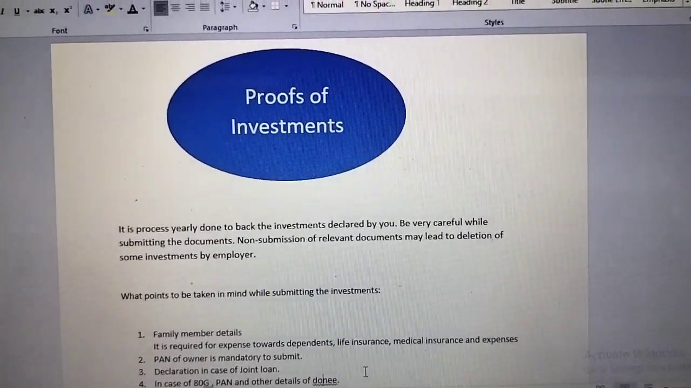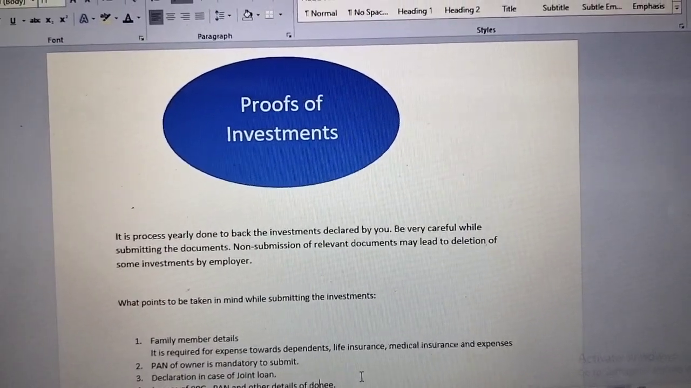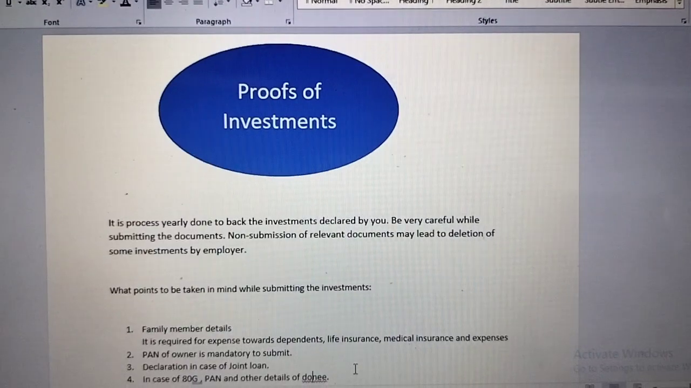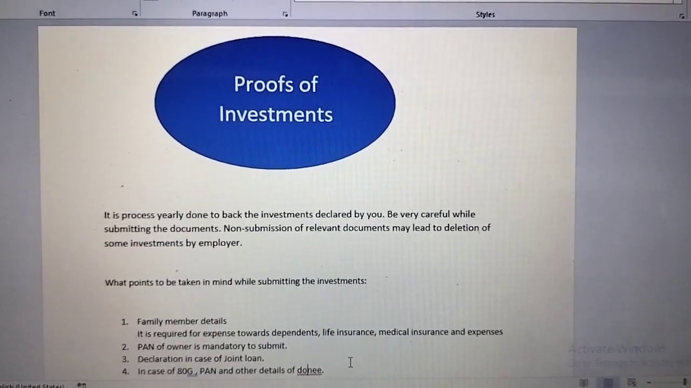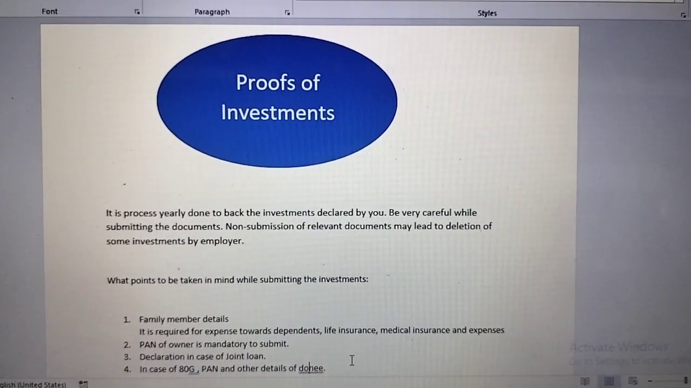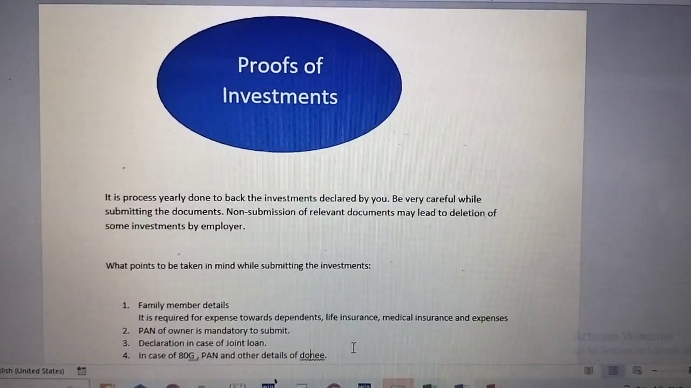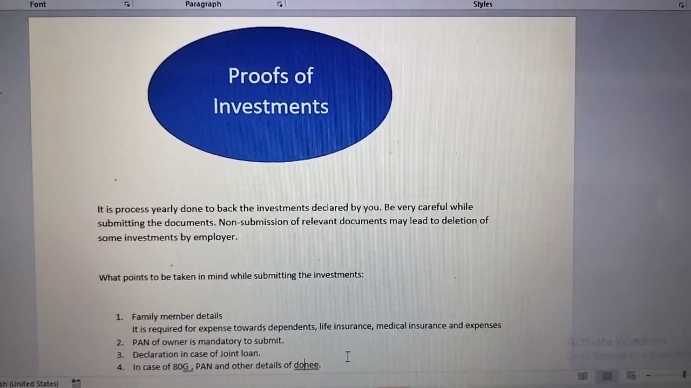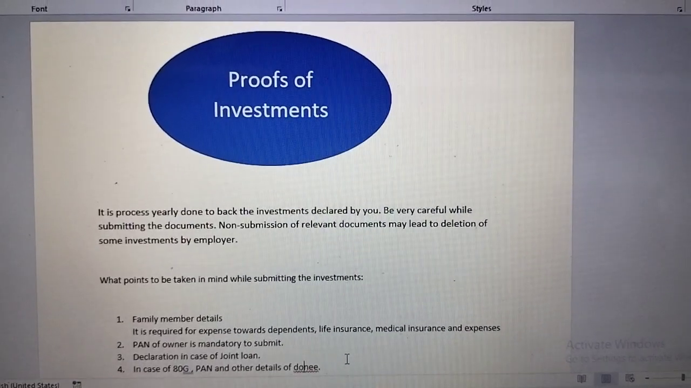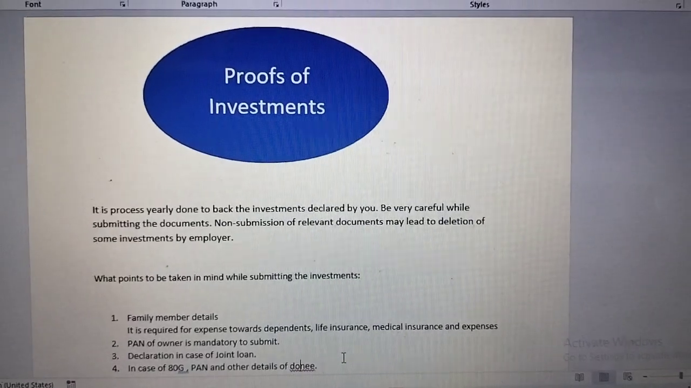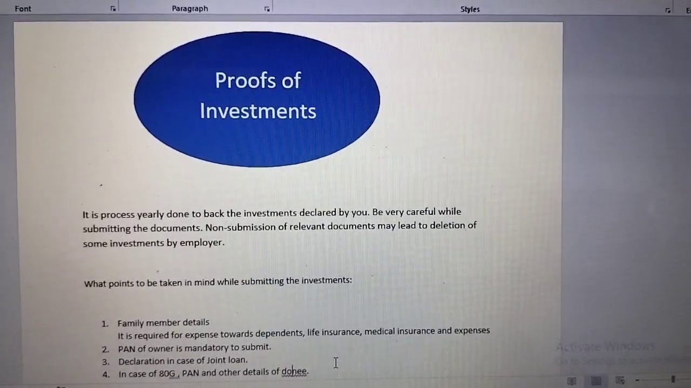Second thing, I have seen people committing these mistakes. For HRA they submit rent receipts and rent agreement, but they forget to submit the PAN of the owner. So if your rent for the whole year exceeds 1 lakh or is 1 lakh, you have to give the PAN of the owner. That is mandatory.